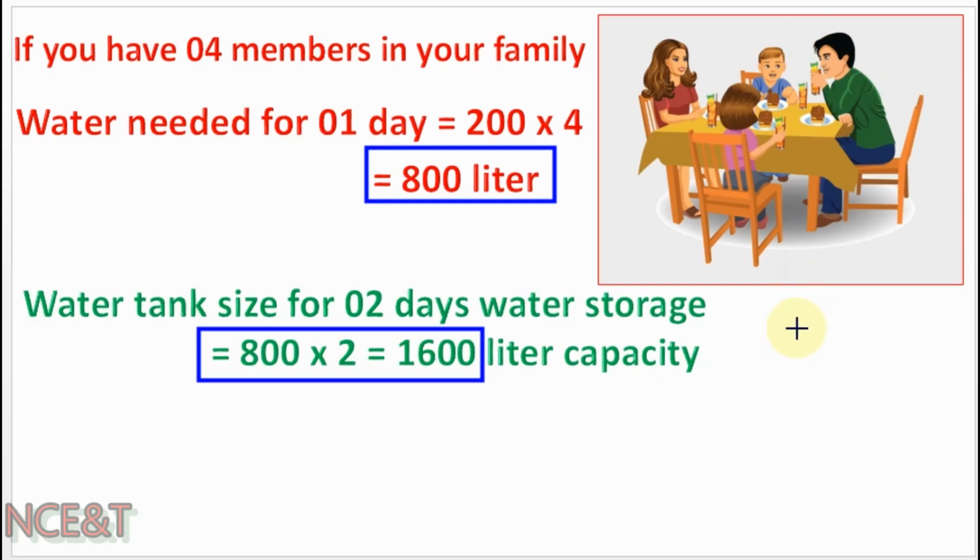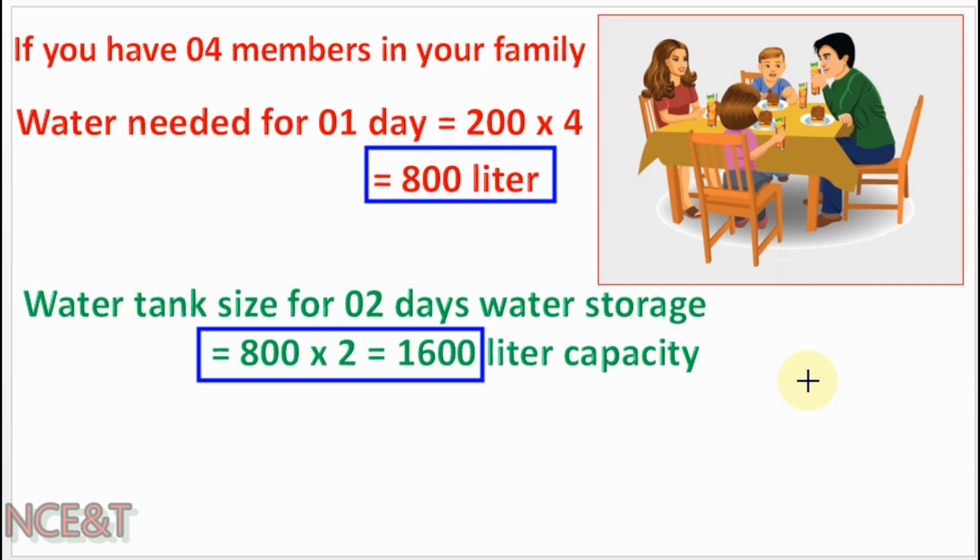If you have 4 members in your family, a general practice is that a person will consume 200 liters of water in a day if he is living in the main city. If he is living in villages or in outskirts, then you can take it from 200 to 130 also.